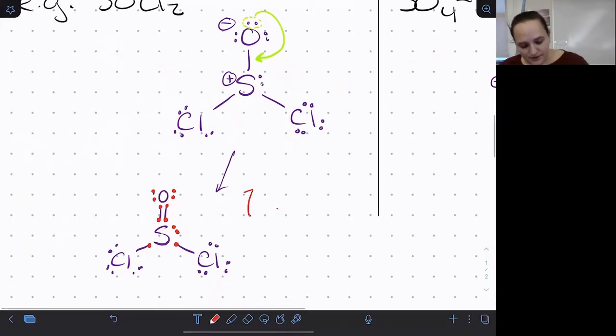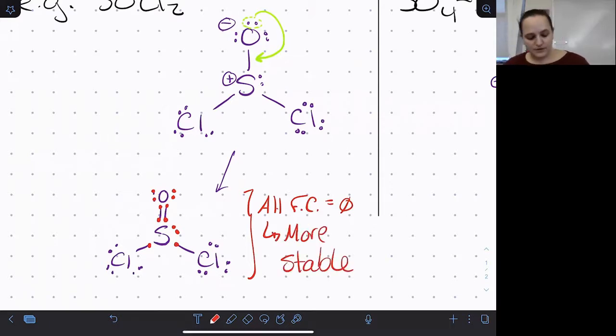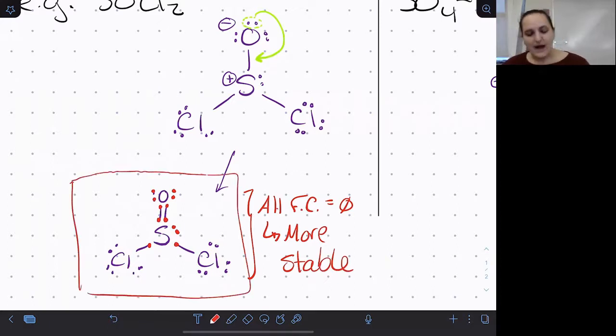So in this structure, all of our formal charges are equal to 0, so this is likely to be the more stable of these two structures. And what this molecule actually looks like is that it does have a double bond there. So sulfur creates an expanded octet. If we're thinking in terms of filling valence shells, this sulfur has 2, 4, 6, 8, 10 electrons. It has an expanded octet, but sulfur is capable of doing that, so that is fine. By minimizing the formal charge, we have made this structure more stable.